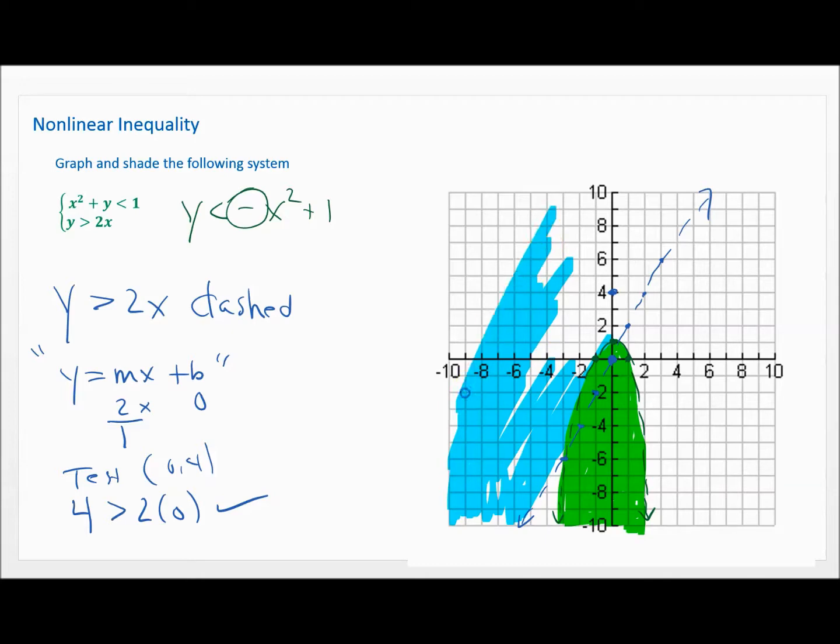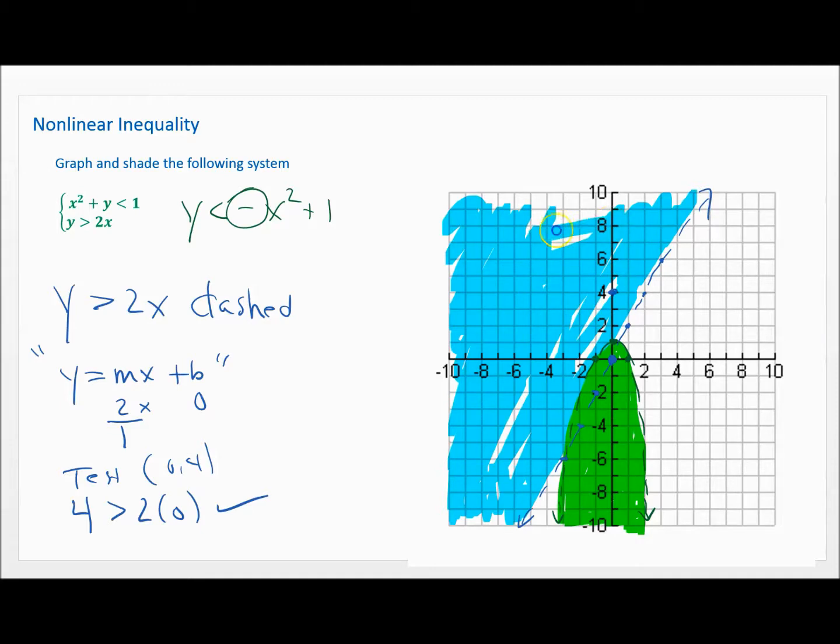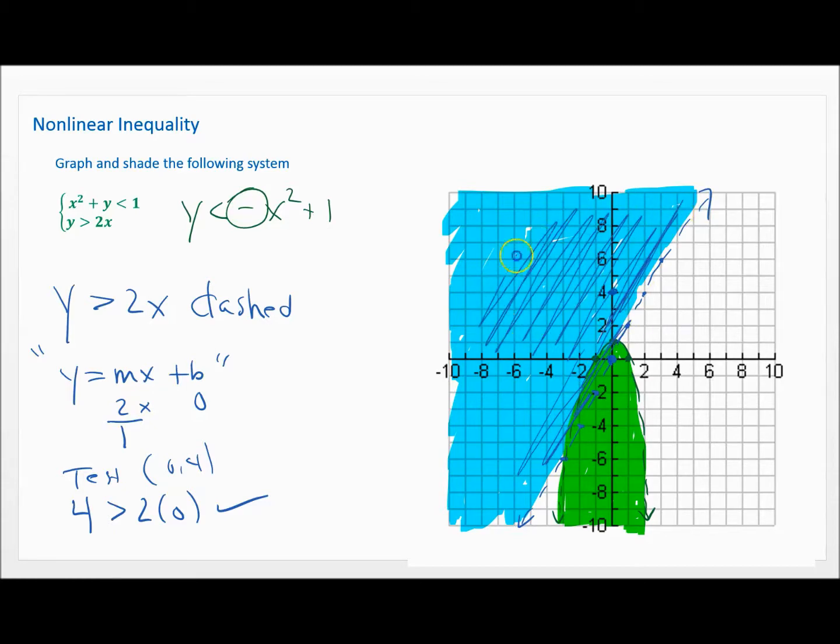Now here's what's weird on my shading. I just noticed this. I don't know why it's true, but for some reason I cannot shade over the green with my blue. I haven't the slightest idea why, but it won't let me do it. Okay, so I'm also going to shade this like this, okay? And I want you to get the impression it's outside of the parabola because part of this intersects.